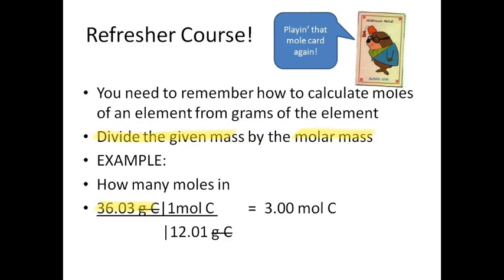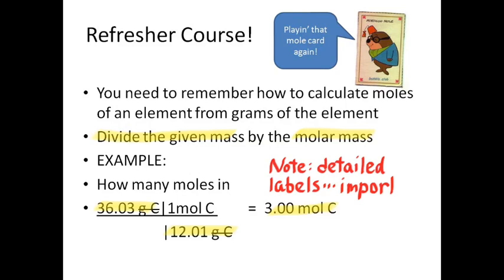So, how many moles are there in 36.03 grams of carbon? Divide by the molar mass, 12.01 grams per mole. Cancel the units, you end up with moles, 3.00 moles of carbon. Note, I use detailed labels, moles of carbon. This gets to be important later as problems get more complicated, so you might as well get into the habit now. Also, note, this problem, according to significant digit rules, should actually be reported to 3.000 moles of carbon.